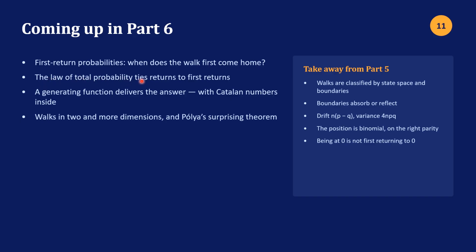The law of total probability ties returns to first returns. So we'll look at that as part of this solution. A generating function delivers the answers with Catalan numbers inside. So I'll explain what these are. These are from number theory. Walks in 2 and more dimensions, and Pólya's surprising theorem.